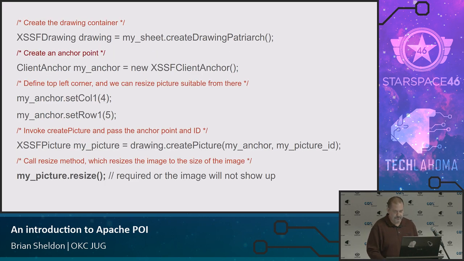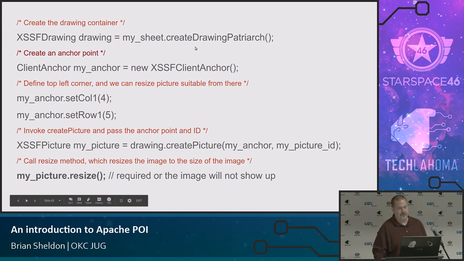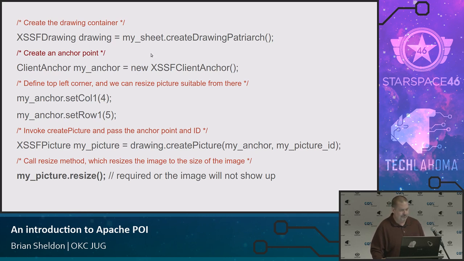Now there's a lot of other things that go into making this, and I don't understand a lot of this, like this drawing patriarch. I'm not really sure what that is. But we also have to create an anchor for our chart, so it's going to be in like column 4, row 5. Something like that is where we want the upper left corner to be.